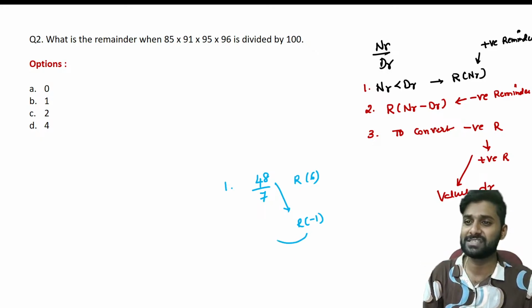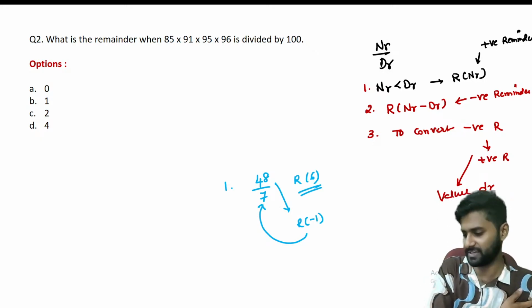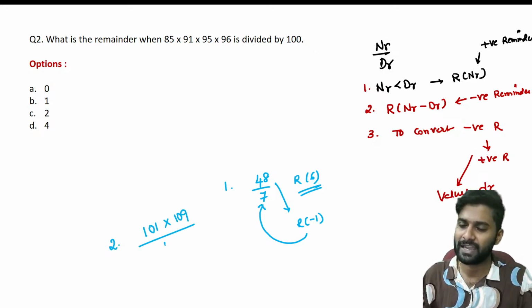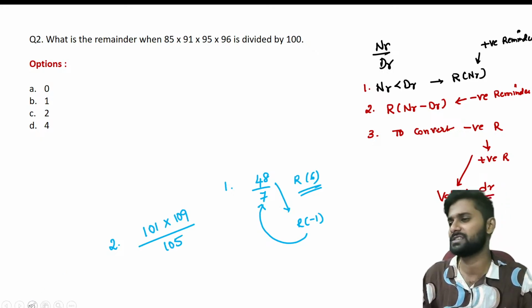That's why the conversion says that simply add it to the denominator. If you add it to the denominator, it will convert to positive. Let me give one more example to understand this question. If 101 is multiplied by 109 and divided by 105, what is the remainder?